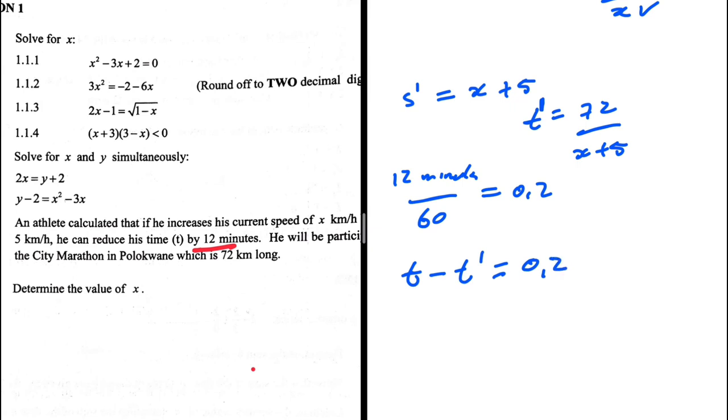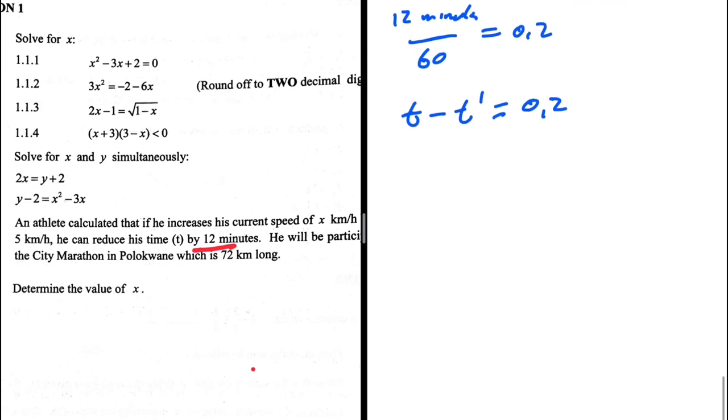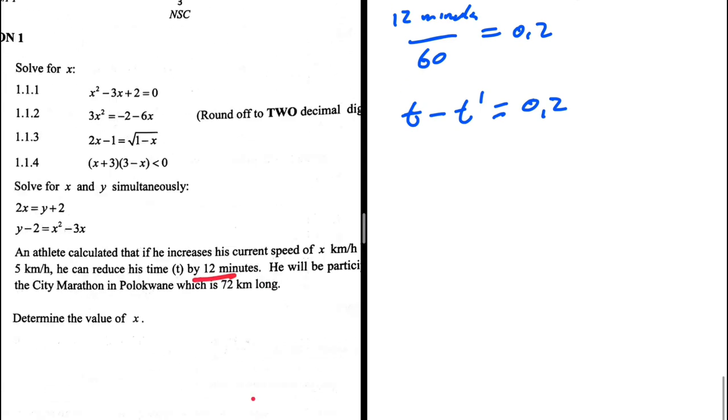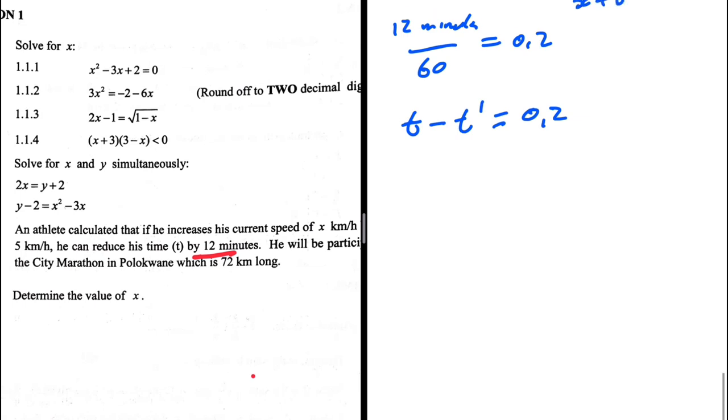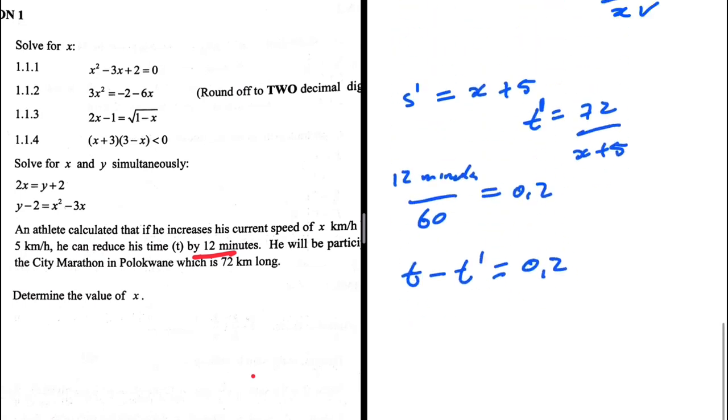0.2. Okay, so t is... okay. I don't know what's happening, but for some reason I can't write anymore. I'm trying to scroll, but I can't. On this side I can scroll, but on this side I can't scroll anymore. Okay, I think it's fine now.